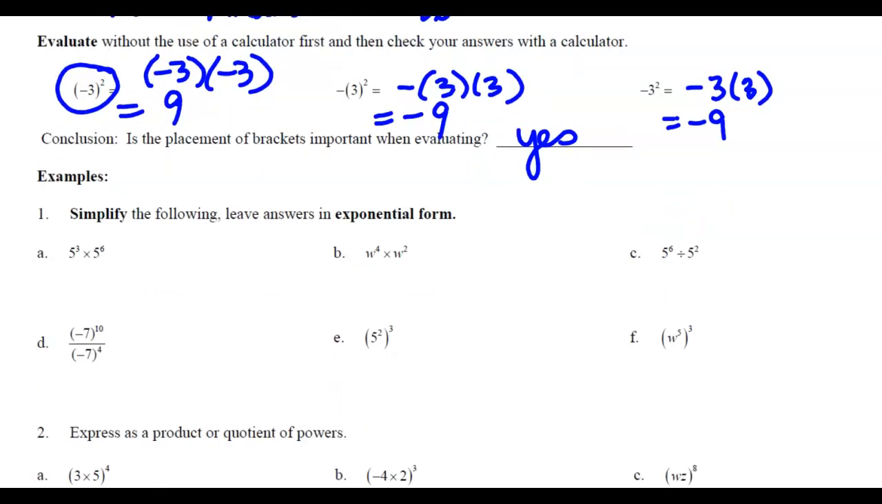Okay, now we're using the rules. Some have variables, some have numbers. Powers with the same base is the most important thing to look at. And the base remains the same. Is that correct? No, what's wrong? What did I do wrong? Right. I multiplied the 5s, and that's incorrect. Was my exponent correct? Yep, it was.